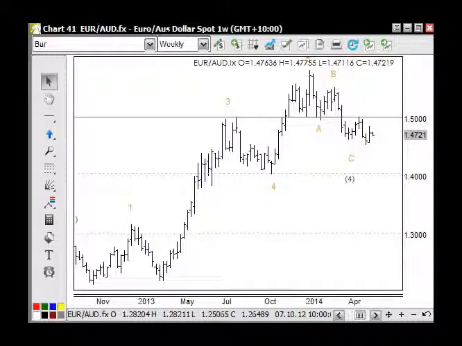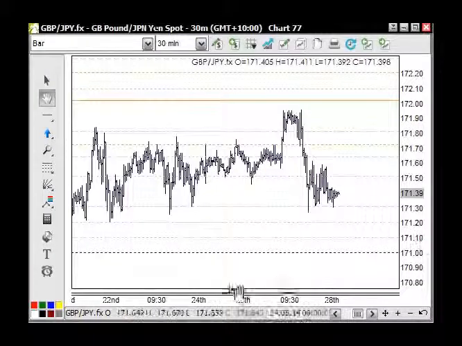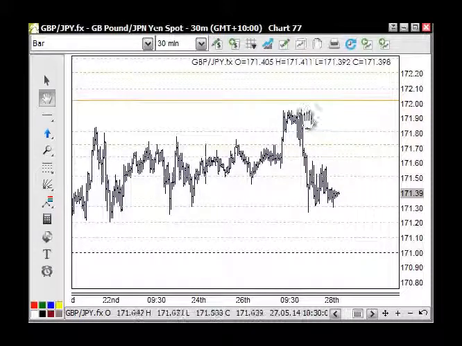Okay, moving on to the pound yen. So in this particular case, well, look, it's moved to close to 172 and found resistance at that point there, and I think now that it's touched on this area, it's back under 172 here, so it's at a point of weakness.